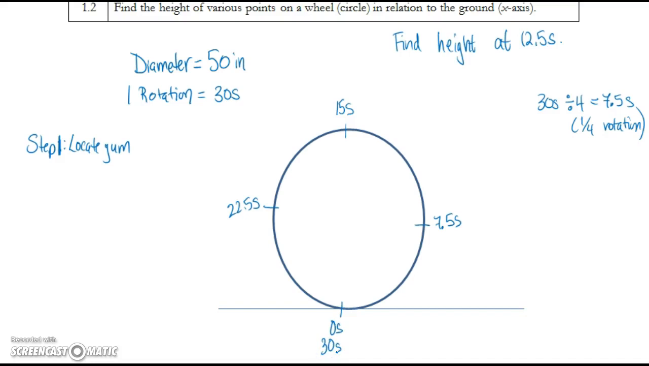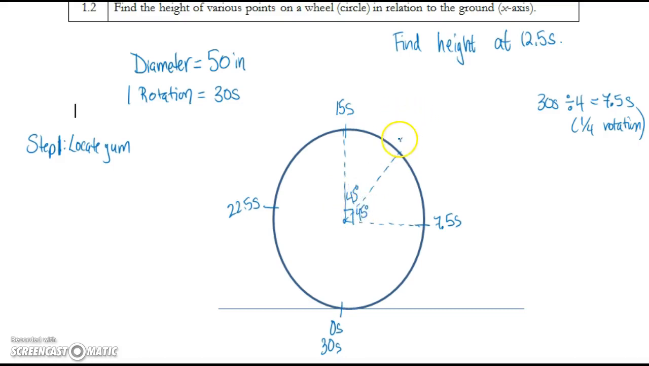Now we have to find where 12.5 seconds is. So we know it's somewhere between 7.5 and 15 seconds. We have to figure out exactly where so that we can figure out whether we have 30, 60, 90 triangles or 45, 45, 90 triangles. So here's the center of our circle. Let's imagine these radii drawn here. And since a full circle is 360 degrees and we divided that wheel into 4, between each time that's indicated on the wheel here, it's 90 degrees, right? So that's a 90-degree angle. Now if we were to divide that 90-degree angle exactly in half, each of those would be 45 degrees.